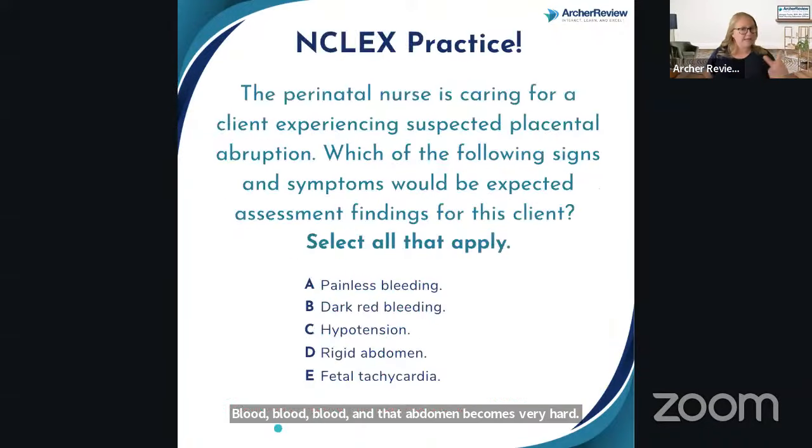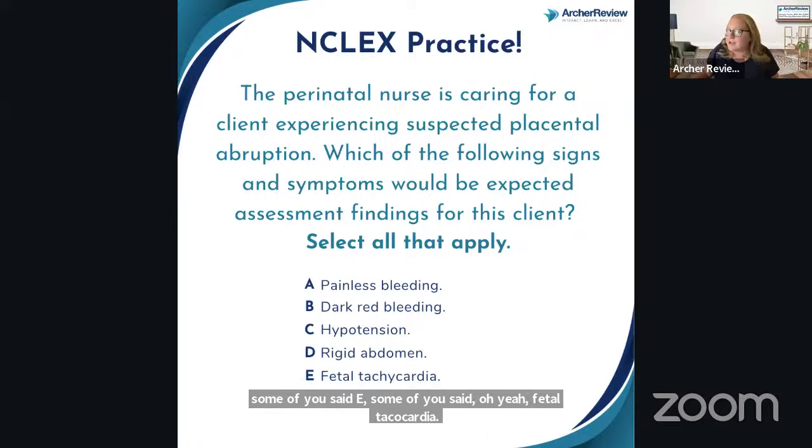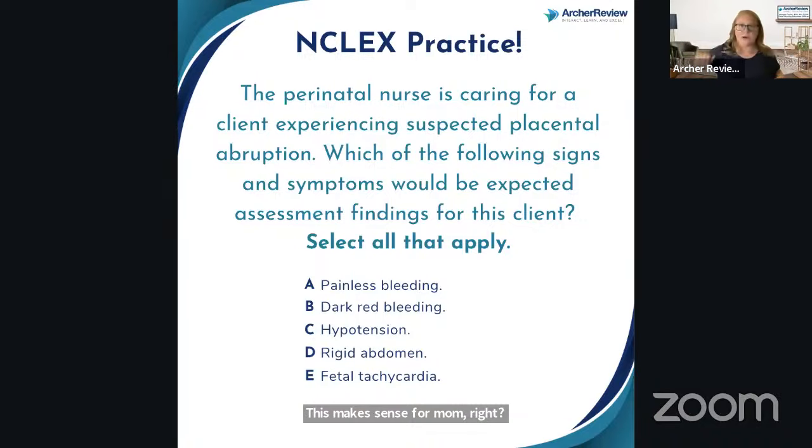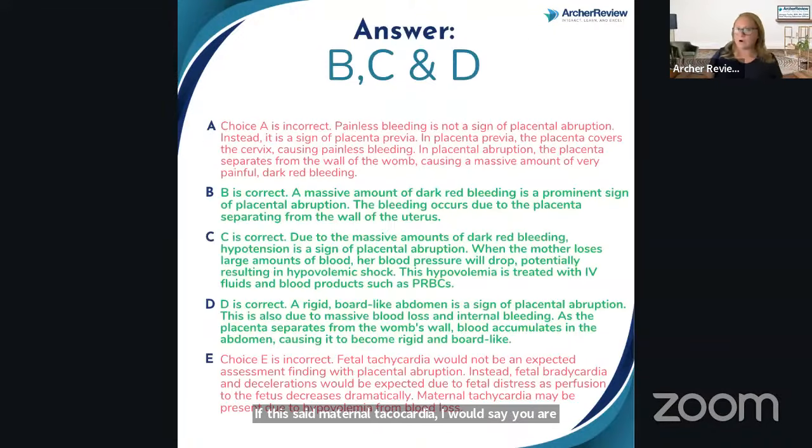Now, some of you said E. Some of you said, oh yeah, fetal tachycardia. This makes sense for mom, right? Losing blood, heart rate goes up to compensate. That's not how a fetus would respond. If this said maternal tachycardia, I would say you are right. But the fetus is not going to have tachycardia. Remember, we want babies' heart rates to be pretty high. The fetus will respond with bradycardia.